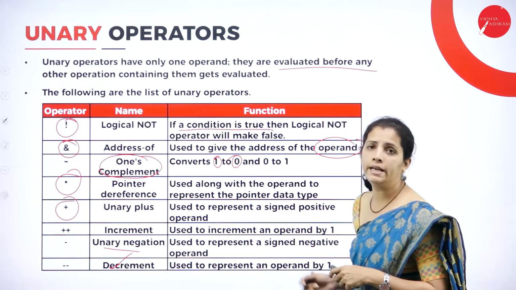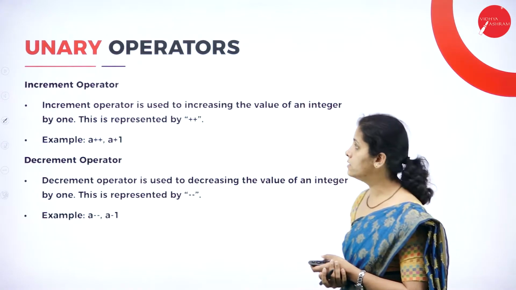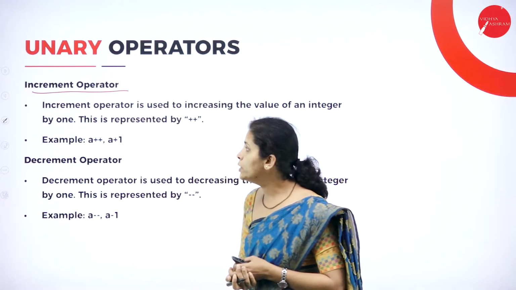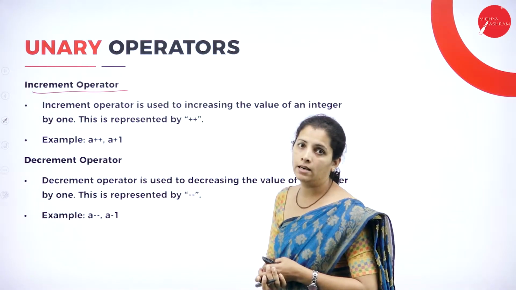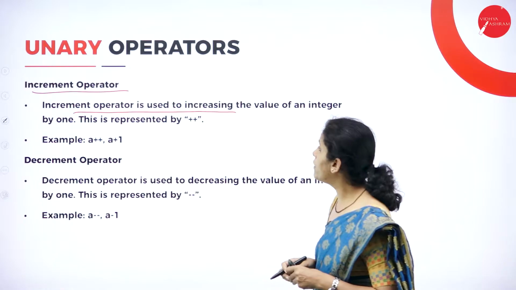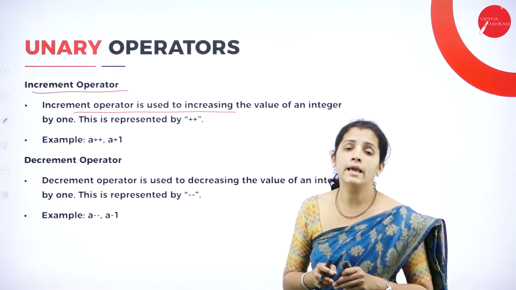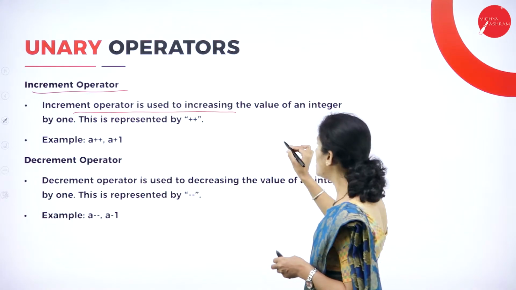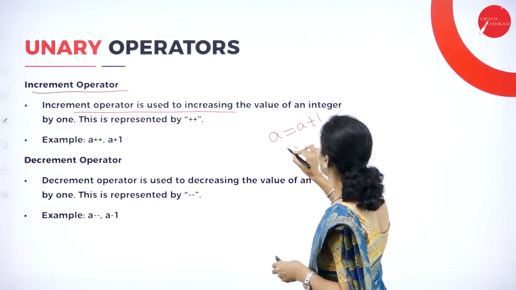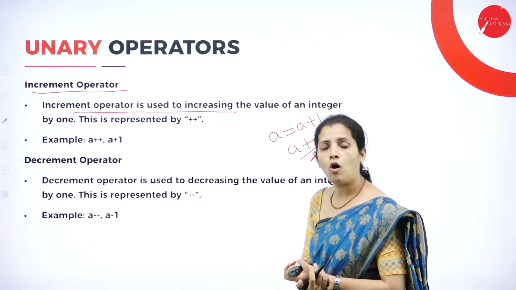So it is complementing each other, and these are the examples for unary operator. Now if I consider the increment operator, I'm going to have pre-increment. The increment operator is used to increase the value of an integer by 1 by representing plus plus. Instead of writing a equal to a plus 1, I can write plus plus.